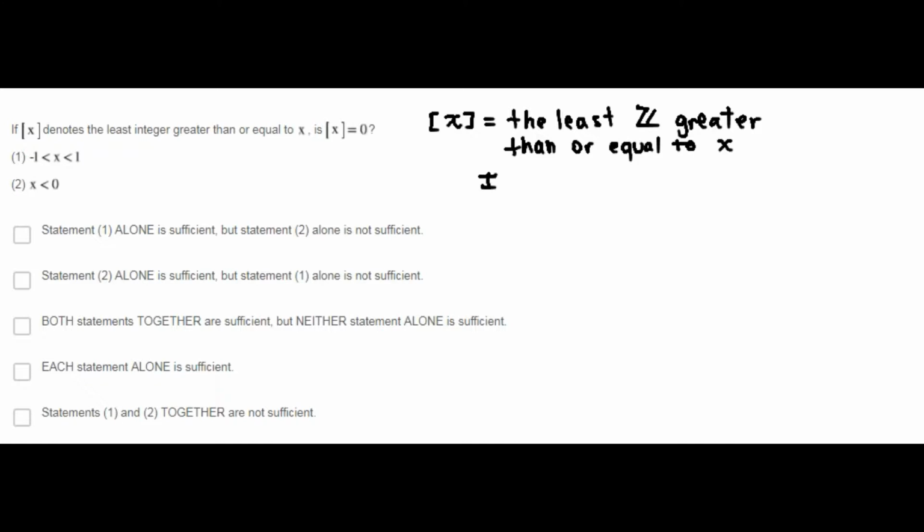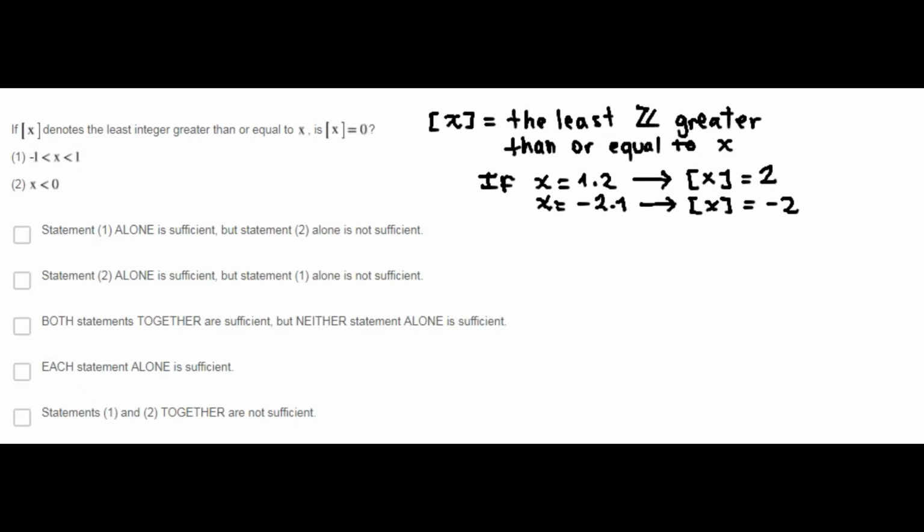For instance, if x is 1.2, then x between two lines is 2, because 2 is the least integer greater than or equal to x. Now another example, if x is, I don't know, negative 2.1, then x between two lines is equal to negative 2, because negative 2 is the least integer greater than or equal to x. I want to know whether x between two lines is equal to 0 or not.